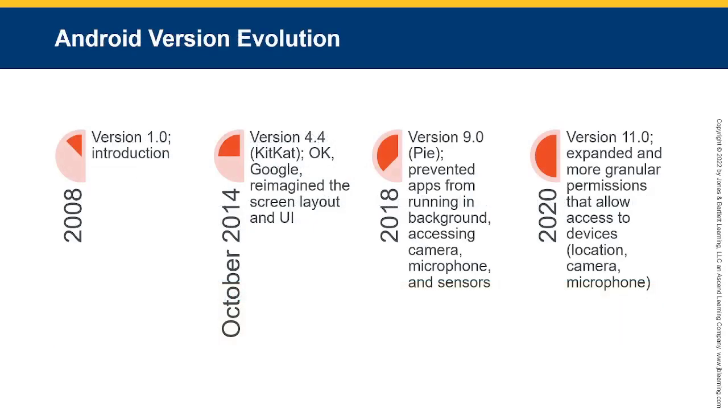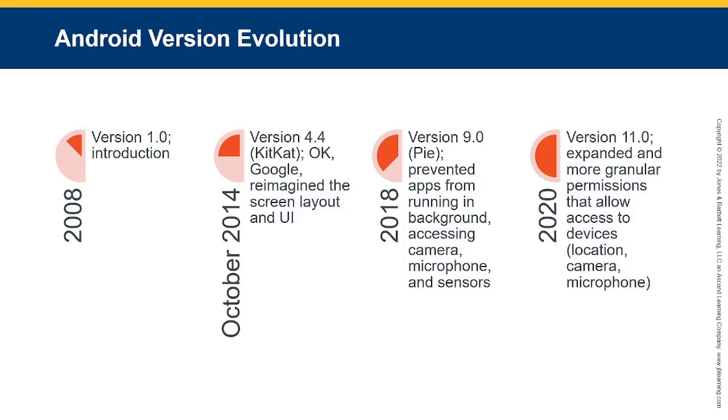Let's look at the Android version evolution. In 2008, version 1.0 was introduced. It was a very basic OS with integrated Google apps. In April 2009, version 1.5 Cupcake introduced a framework for third-party apps. In September 2009, version 1.6 Donut supported CDMA and different screen sizes.